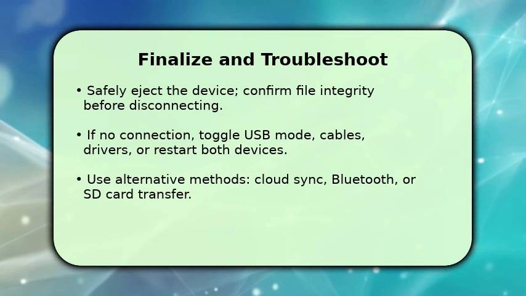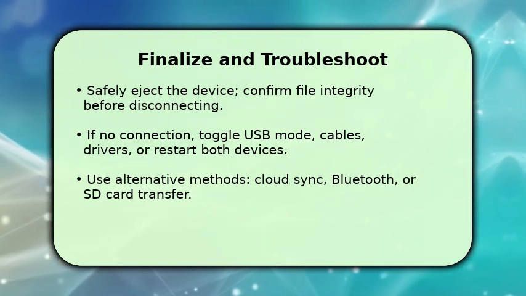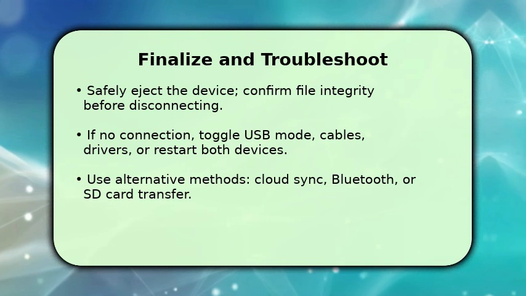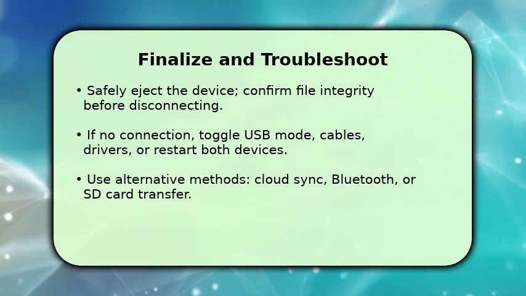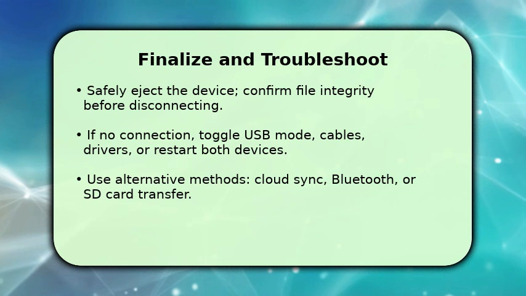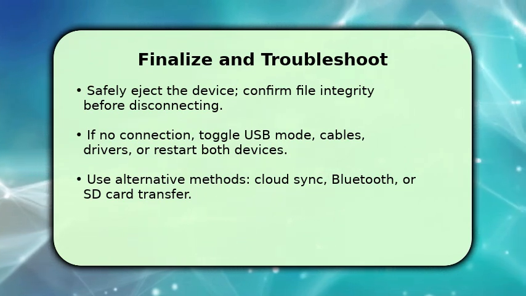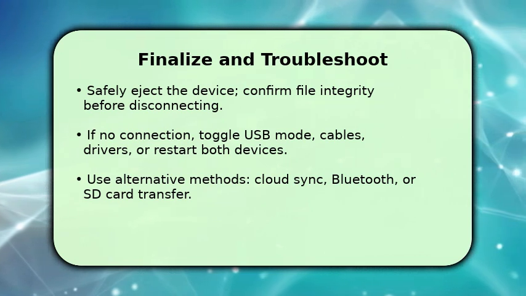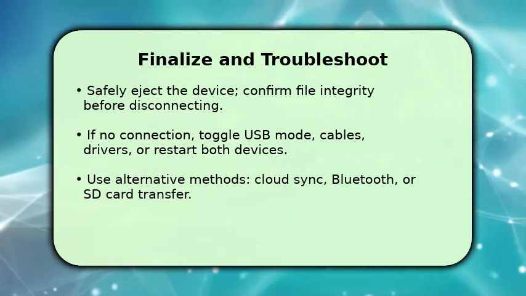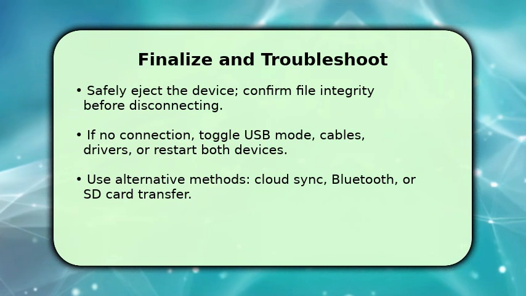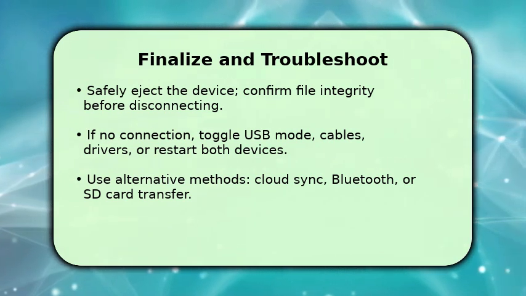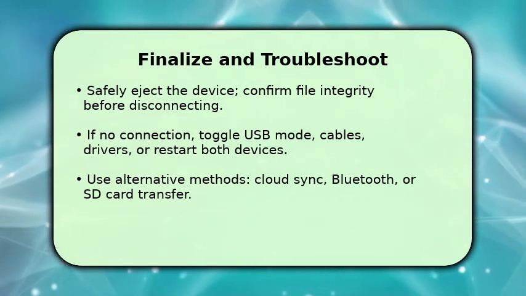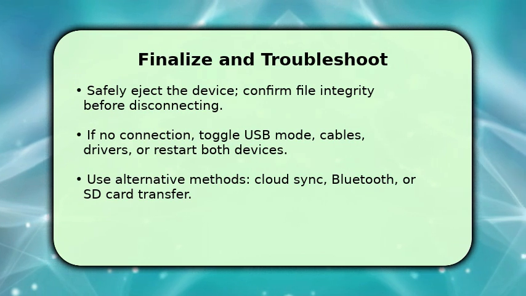If something goes wrong, first try simple fixes. Switch the USB port or cable, toggle the phone's USB mode, and restart both devices. These steps resolve most driver handshake issues. If problems persist, reinstall drivers or use an alternate method like Cloud Sync or a wired SD card reader. Remember, one reliable troubleshooting tip is to test with another cable or computer to isolate the fault quickly.